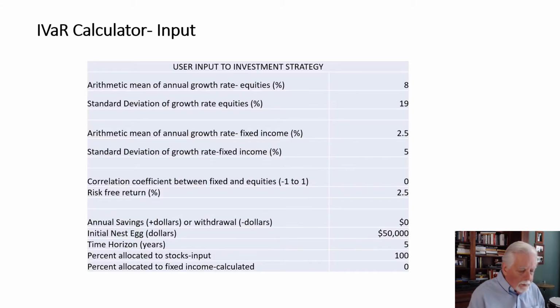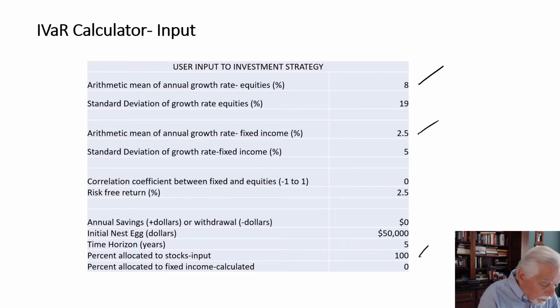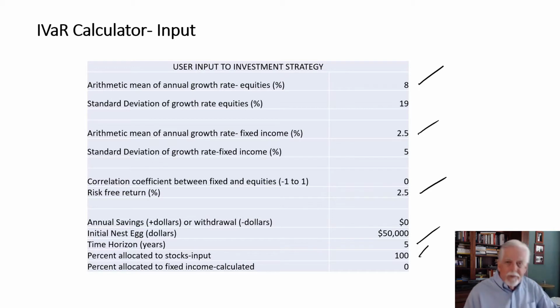Let's look at what the inputs might be. Now here, we've taken a more conservative look at what the stock market might provide. And again, all these inputs are user defined. So let's just say it was going to be arithmetic mean of 8%, same standard deviation. We're going to invest everything in equities. So the arithmetic mean of the fixed income is not going to come into play. But we're going to say that the risk-free return is 2.5%. And we're going to look at what happens to $50,000 over 5 years. So fairly short-term comparison of this portfolio to a risk-free investment.